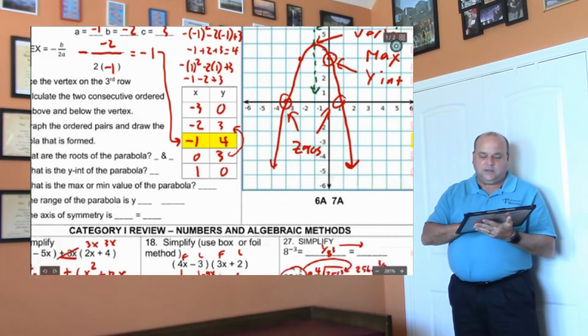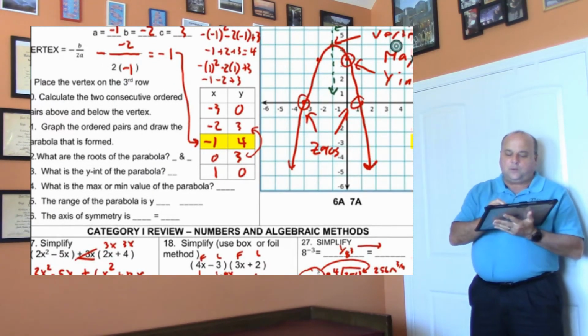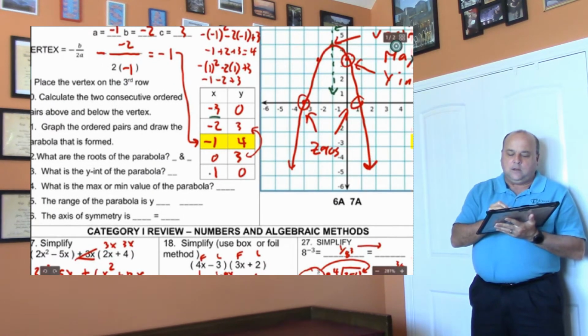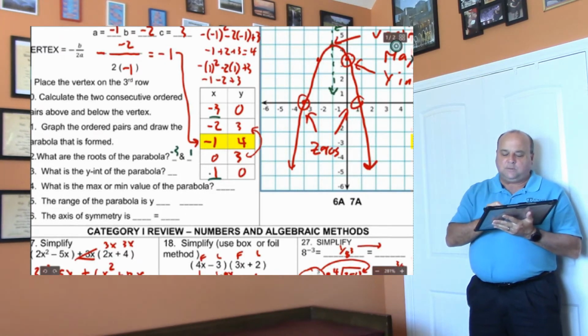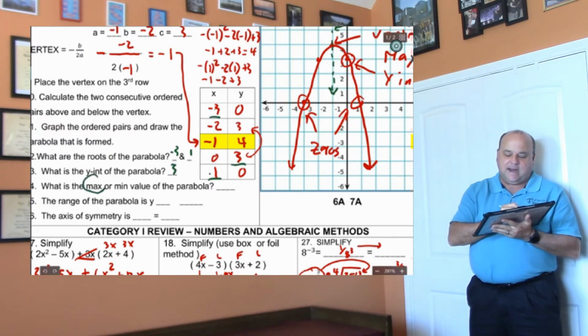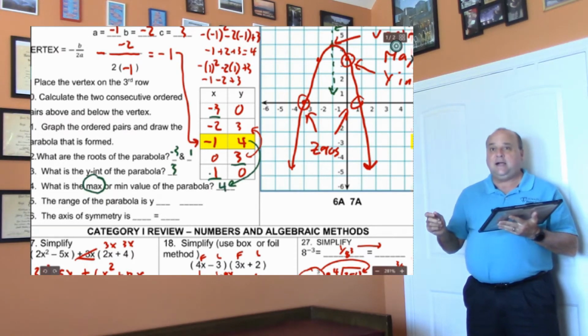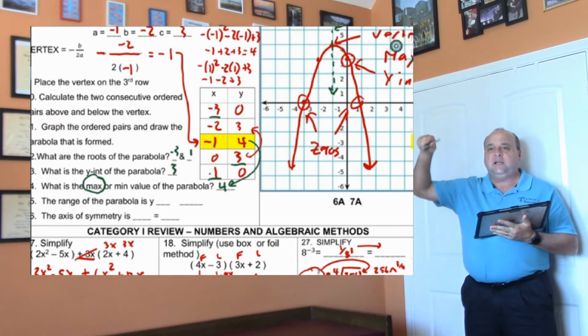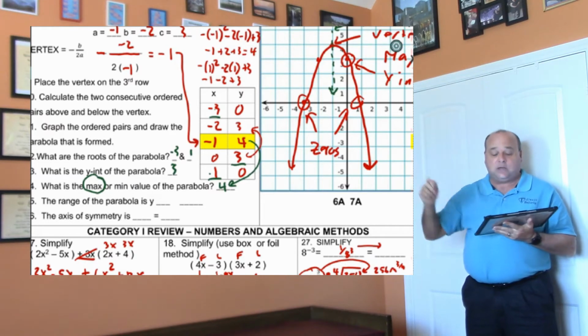Okay, so let's go through this and get the answers. The roots of the parabola are here and here, aren't they? These are the roots, so it's -3 and 1. The y-intercept of the parabola is right here, (0, 3). The max or min of the parabola is going to be a max, which is 4, the maximum value. Notice 4 is the biggest value of y in the table. That's why it's called the max.